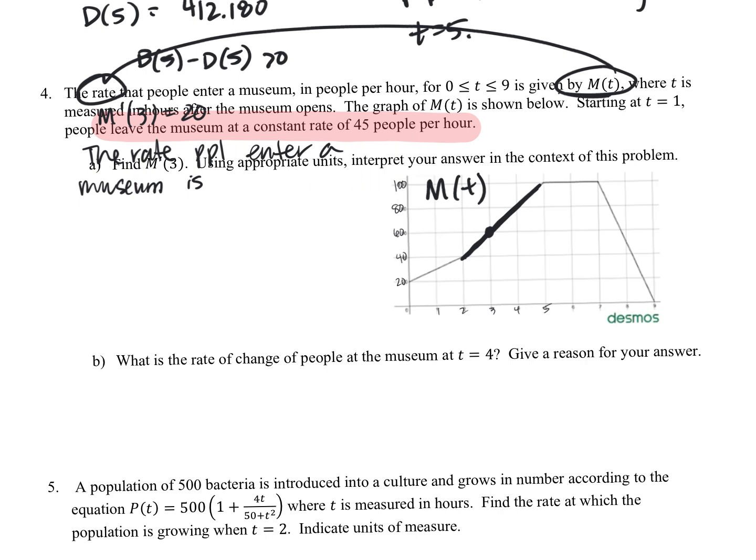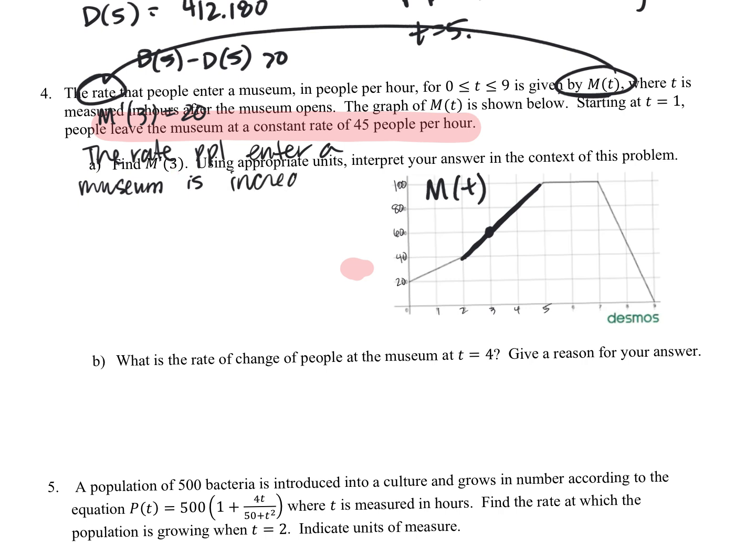Well, that's what B is talking about. B: what is the rate of change of the people in the museum? This one's just the rate of people entering, not the rate of growth. Good call. What is the rate of change of people at the museum? This one's asking since M is the rate people enter. When they just ask for M prime of 3, that's just going to be the rate that they are entering.